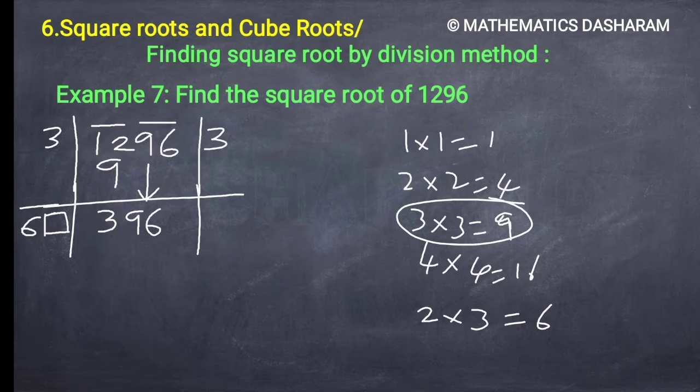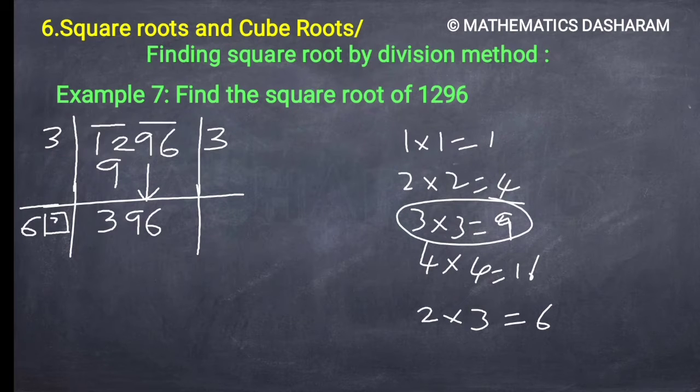For example, the first digit is 0. So 60 into 0 is 0. But here the number is 396, so 0 is not a suitable digit. Next digit is 1. Then 61 multiplied by 1 is 61. With the same digit you multiply. But it is 396, so it is also not suitable. Next digit is 2. 62 into 2, 2 2s are 4, 2 6s are 12, 124, but it is 396. It is also not suitable.